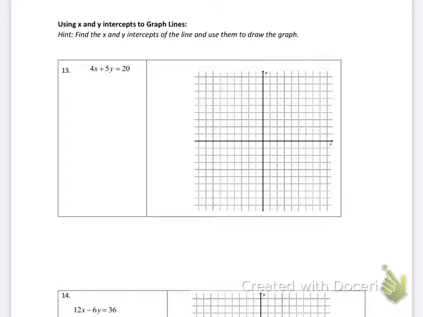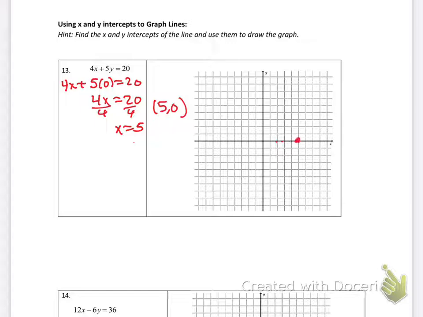All right, next we have some graphing. This first type we're going to graph using the intercepts. So you just plug in 0 to find whichever intercept you want. So we'll start by doing 4x, put in a 0 for y. Then I just have 4x equals 20, divide by 4, x equals 5. So that means that's the point 5, 0. When y is 0, x is 5.